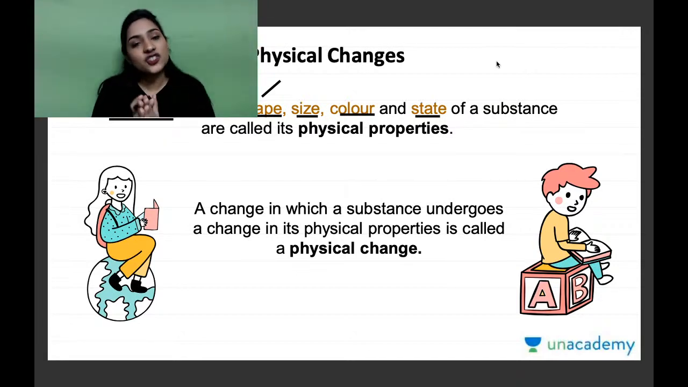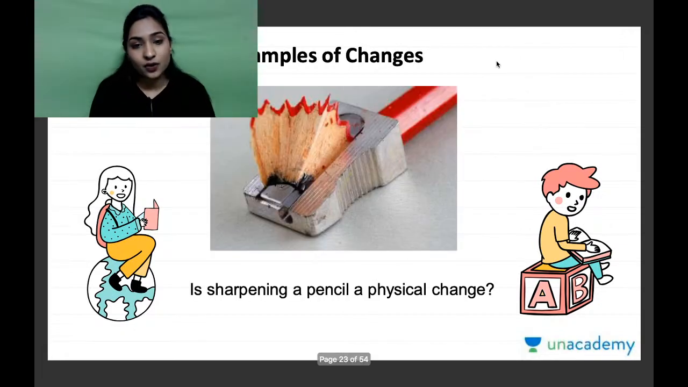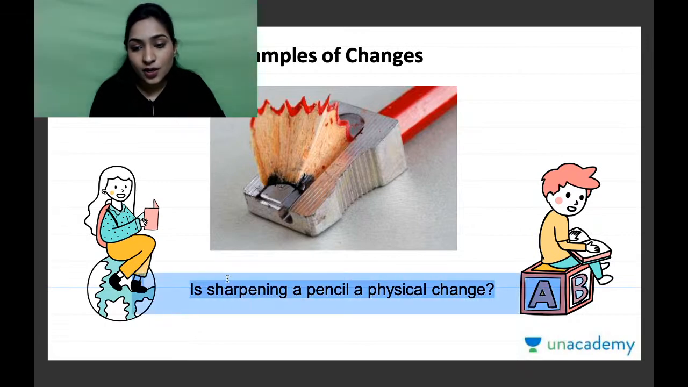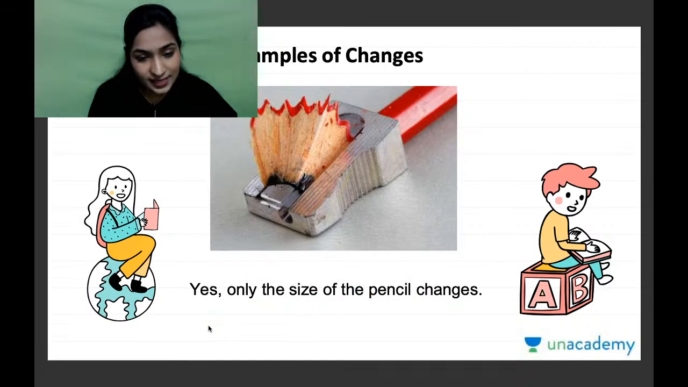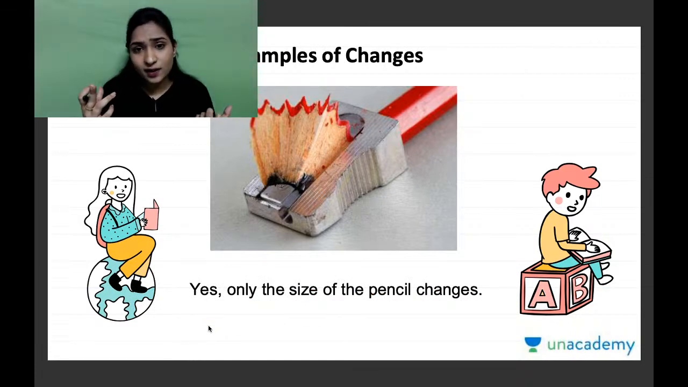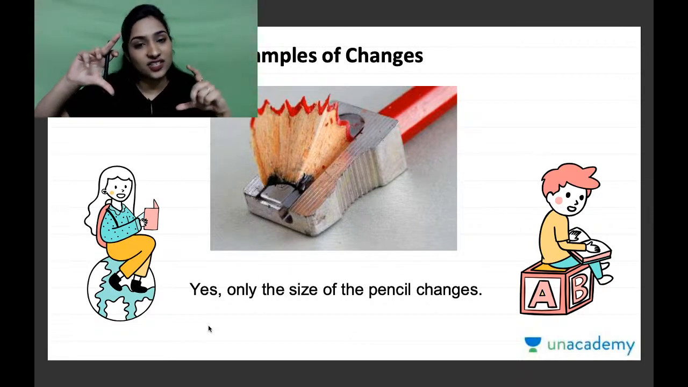Yes, changing of water to water vapor is also a physical change क्योंकि खाली state change हो रहा है, right? Very good. चलो, tell me this. Is sharpening a pencil a physical change? क्या pencil को sharp करना एक physical change है? Think and tell me. Yes, it is a physical change because pencil तो pencil ही रह गया, खाली उसका size change हो गया. इसको sharp करेंगे तो उसका size change हो गया, right?